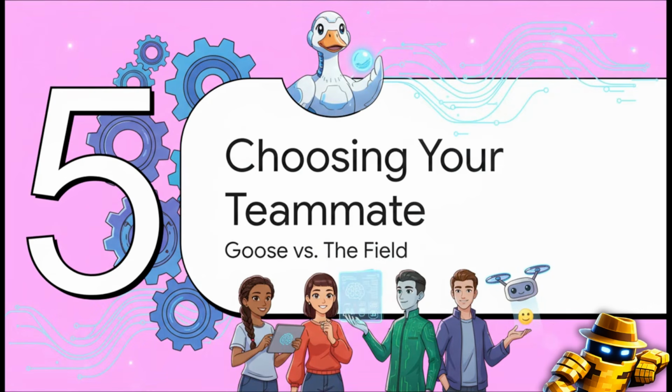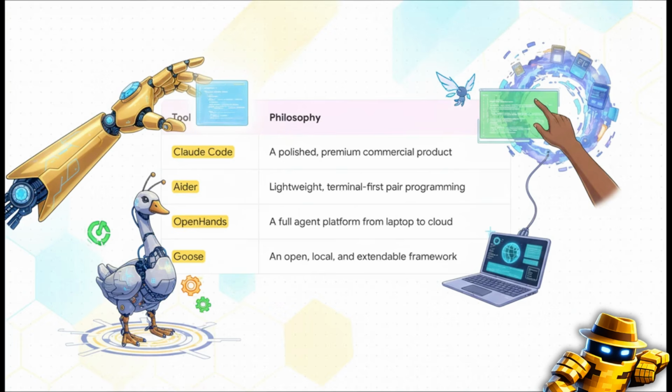So, with all that said, where does Goose actually fit in with all the other AI tools out there? It really comes down to choosing the right kind of teammate for the job you need to do. You know, the best way to look at these tools isn't just a feature checklist. It's their core philosophy. You've got Claude Code, which feels very polished, very premium. Then there's Aider, which is this super lean terminal-first pair programmer. OpenHands is going for the whole shebang, a massive platform from your laptop all the way to the cloud. But Goose plants its flag firmly in the ground of being open, local, and super extendable. Its whole bet is that what you really want is control and the ability to customize everything.